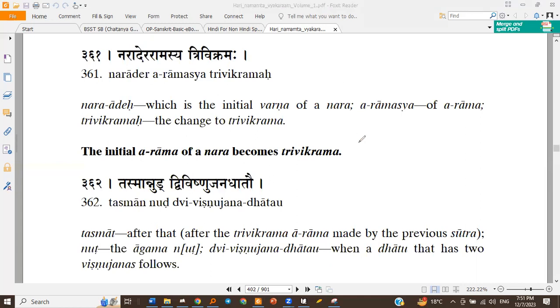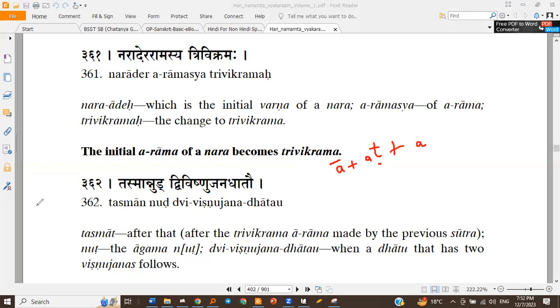So let's say we have this At and then the Null Adhokshara Pratyaya is there. Null is there, A remains. We do the reduplication, so A is reduplicated, by Dhator Dirvachana Madhokshara Sandhan Yangshu. Then Sutra 361 says that the initial A Rama of a Nara becomes Trivikrama. Here we have only one letter, A, so it becomes Trivikrama, by 361.